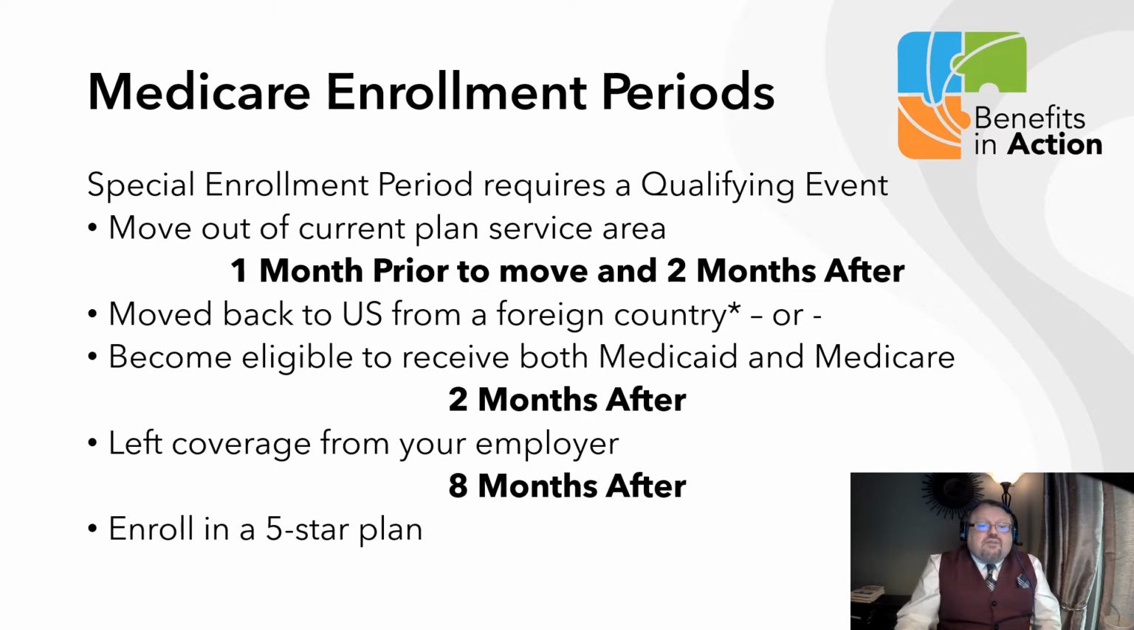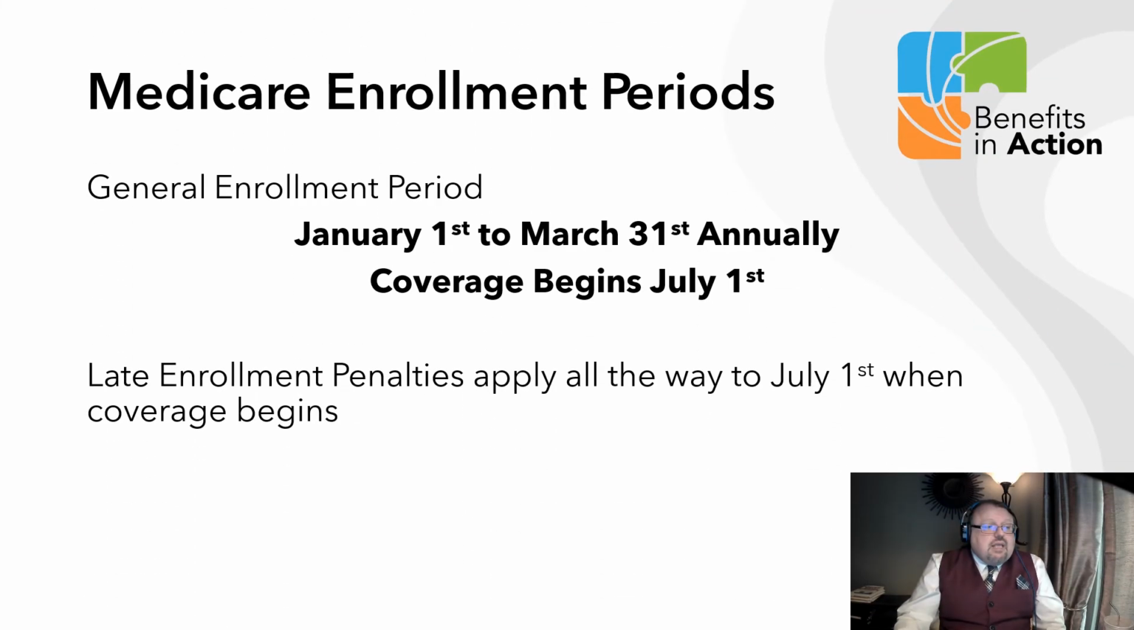And then, of course, switching to a 5-star rated Medicare Advantage plan affords you a special enrollment period any time of the year as well. That is one very rare exception. Medicare has a general enrollment period from January 1st to March 31st annually, and coverage when enrollment is done during that time will begin on July 1st. Again, this is a situation where a lot of people may get caught, and that late enrollment penalty will apply all the way until that July 1st coverage start date in some of those situations.